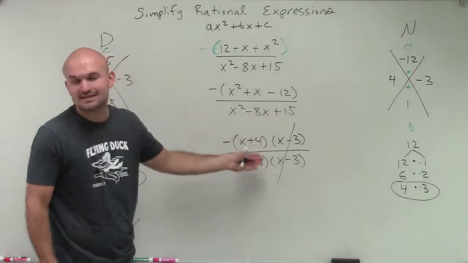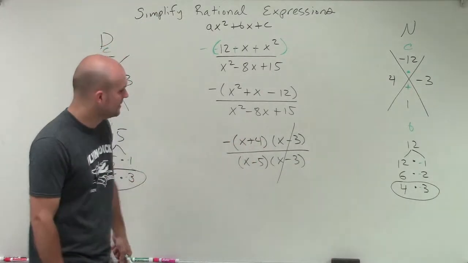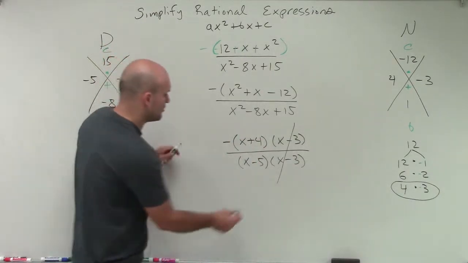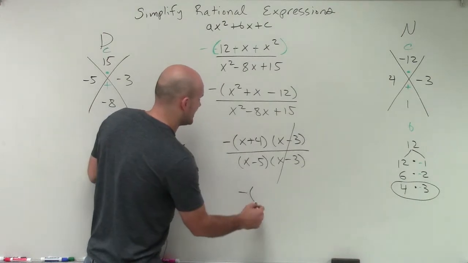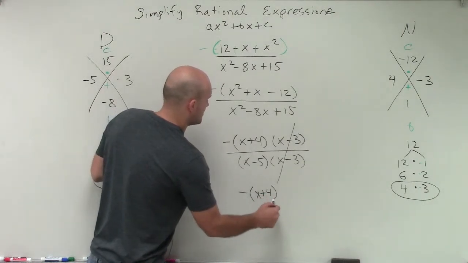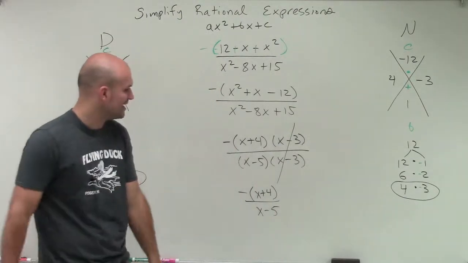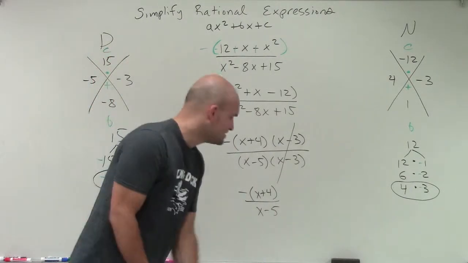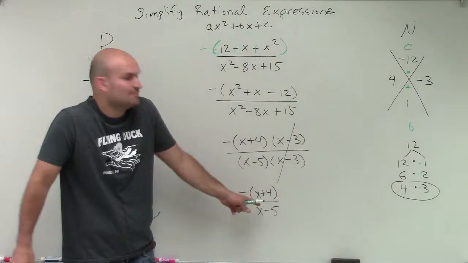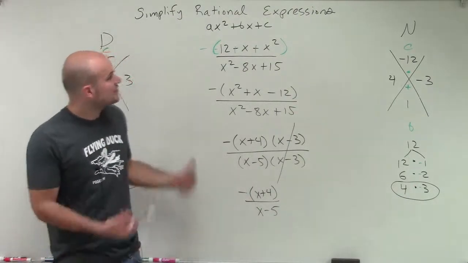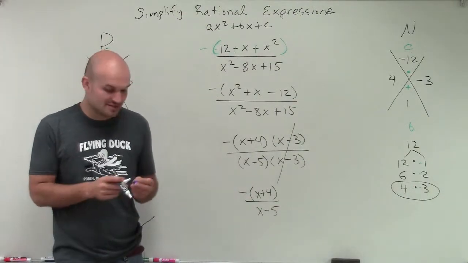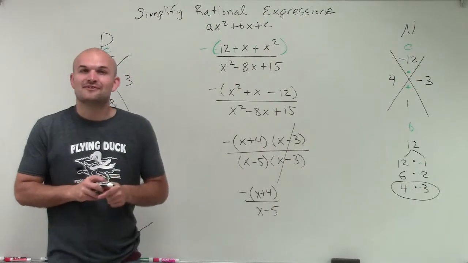Now, we could distribute this negative sign, or you can just leave it on the outside. It's not really going to affect our answer, but we'll have a simplified version of negative x plus 4 divided by x minus 5. Or you could simplify that to negative x minus 4 divided by x minus 5. But either way, you can't simplify this any further. So there you go, ladies and gentlemen. That is how you simplify by factoring out a negative 1.